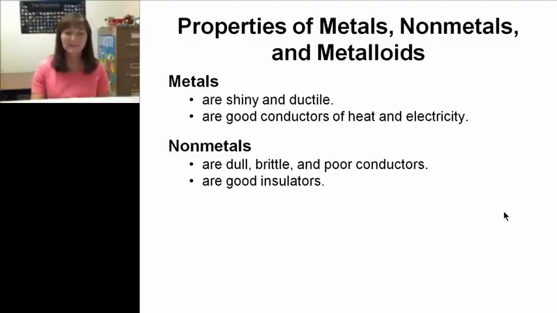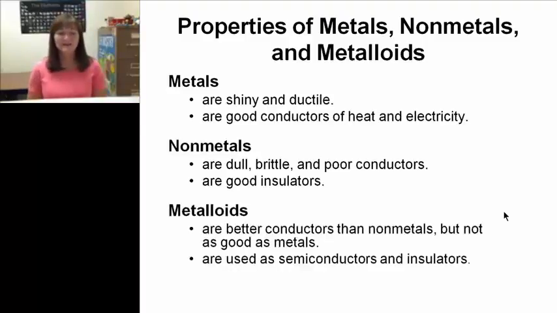Now, the reason metalloids fall into that category is because they have properties that are similar to both metals and nonmetals. So it's kind of like the chemists couldn't quite decide whether to put them in the metal category or the nonmetal category. So they're kind of falling between. Metalloids are better conductors than your nonmetals, but they're not as good as the metals. And because of that, they're often used as semiconductors or insulators.